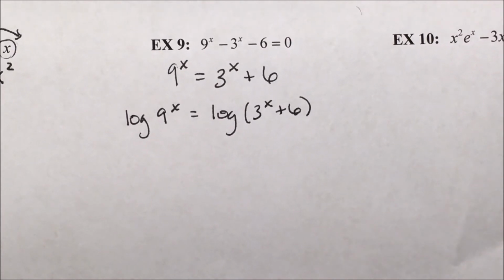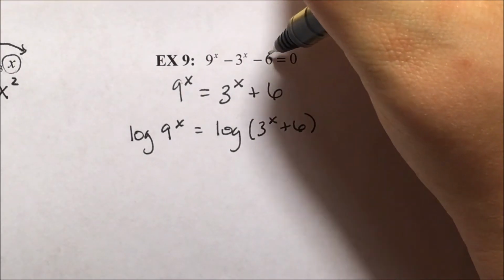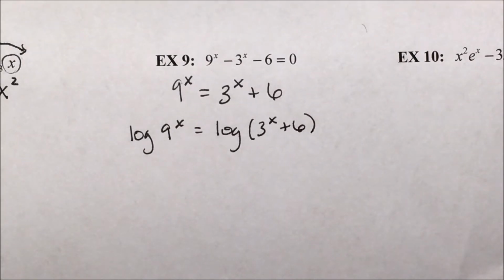And the whole reason it doesn't work, and something to look out for, is because we have this addition or subtraction of a constant term. If you look back at our examples from the front side, we didn't have anything like that. We only had coefficients that are being multiplied.